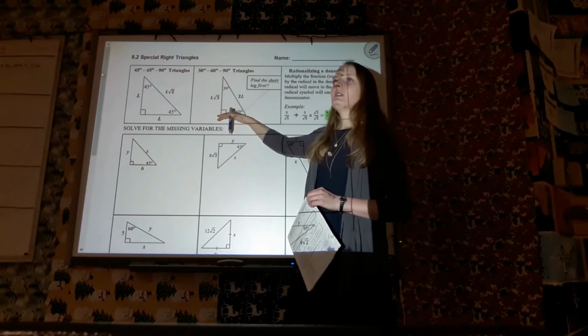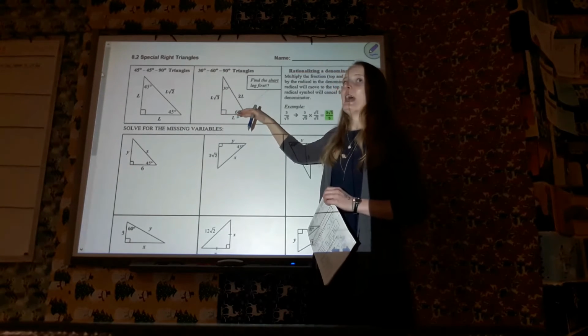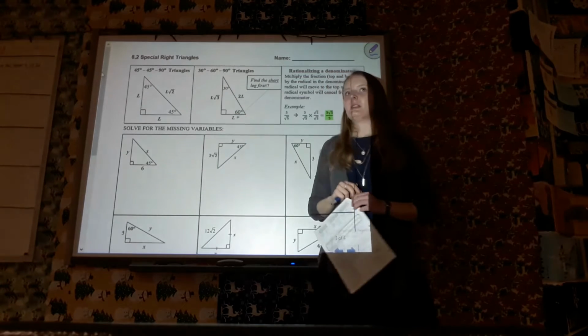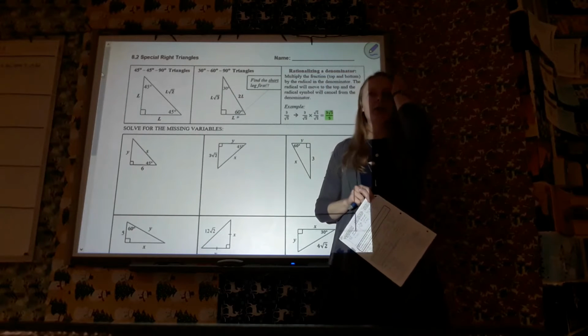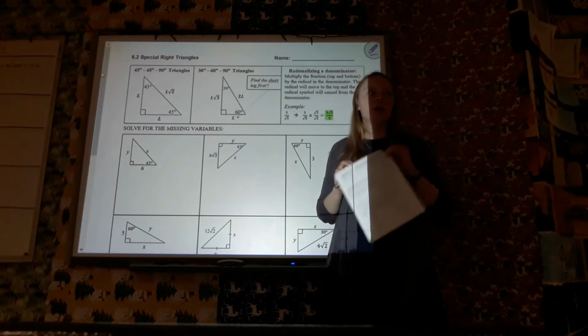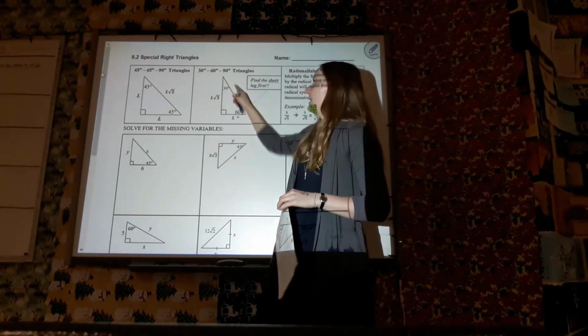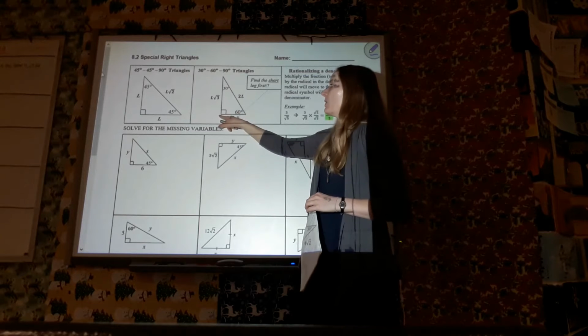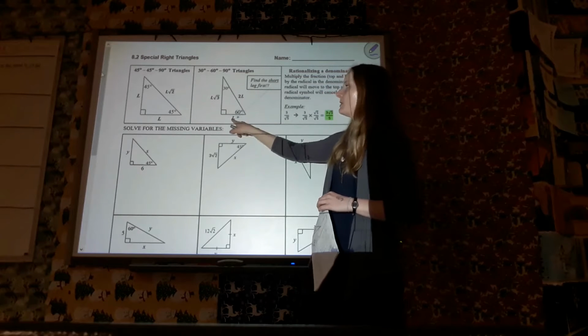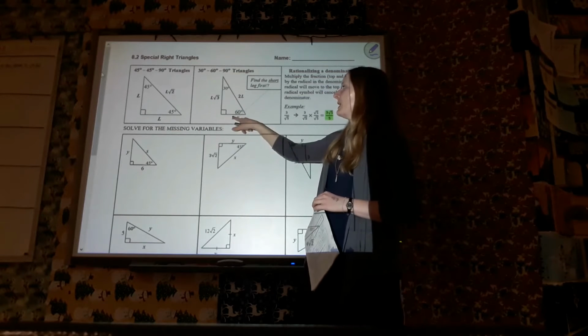The shortest side, we're going to refer to that as L. Now, how do you know which one is the shortest side? Just by looking at it. It's across from the smallest angle. So the shortest side is going to be across from the 30-degree angle. We call that L, okay? So this is what we find first. The shortest leg is L.